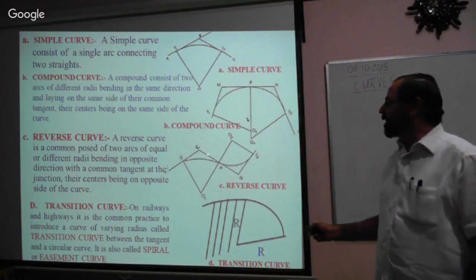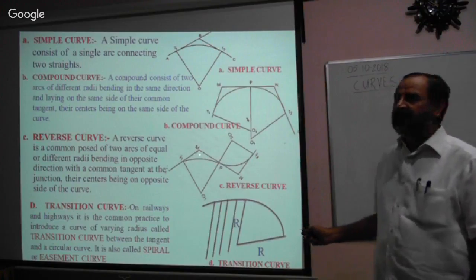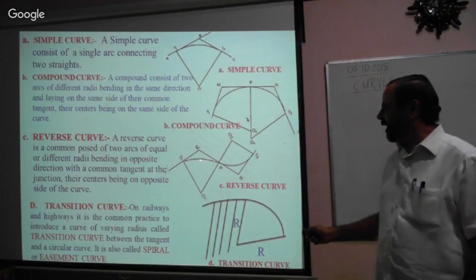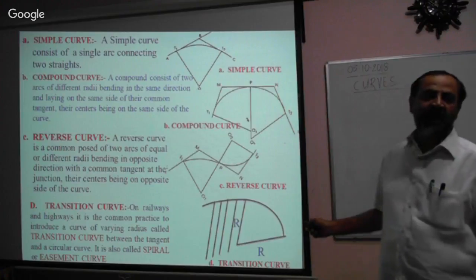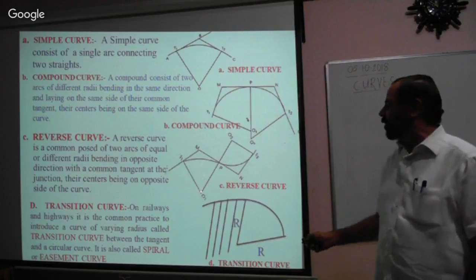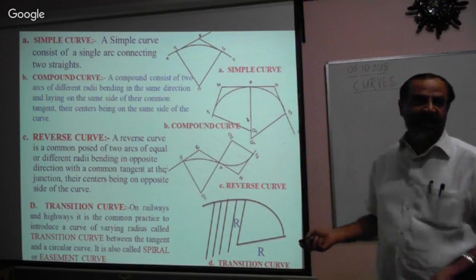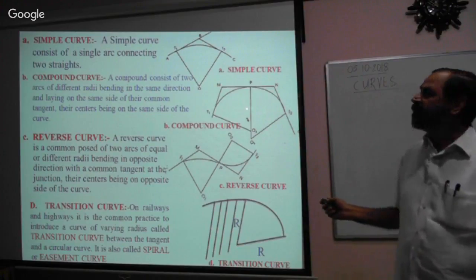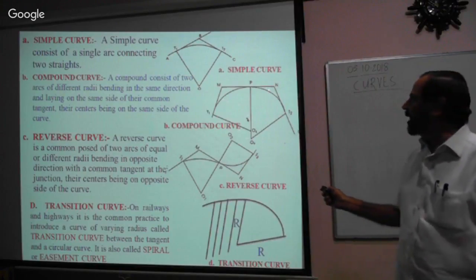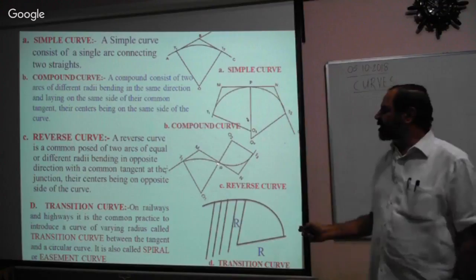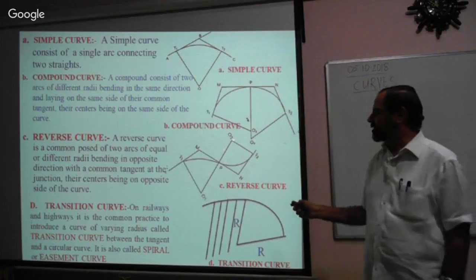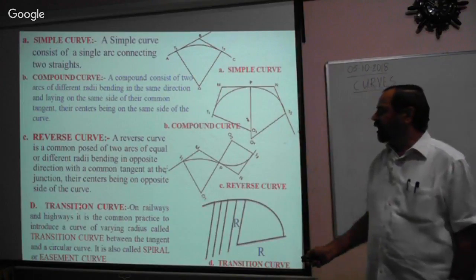Now it consists of two simple curves. Here, the centers of the first curve and the second curve, O1 and O2, are on the opposite sides. Whereas in the compound curve, the centers of the first curve and the centers of the second curve are on the same side. In the reverse curve, the centers of the first curve and the second curve are on the opposite sides. And similarly, a transition curve.